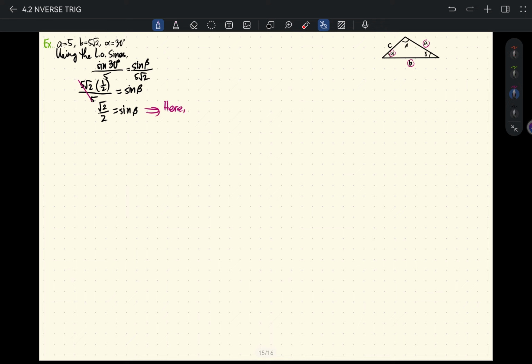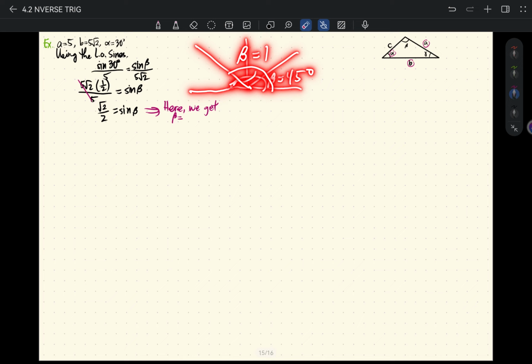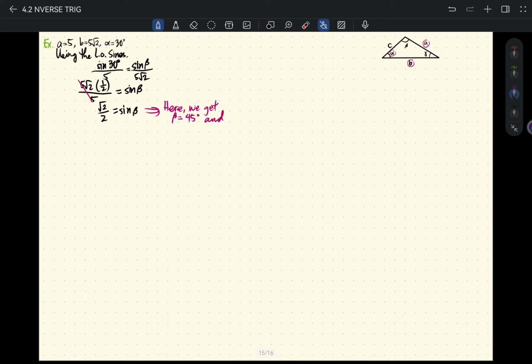Here we get, first, what's the first one? When will sine of beta be equal to square root of 2 over 2? That will happen if beta equals 45 degrees. And the second one is if beta equals 135 degrees. Here we get beta equals 45 degrees and 135 degrees.